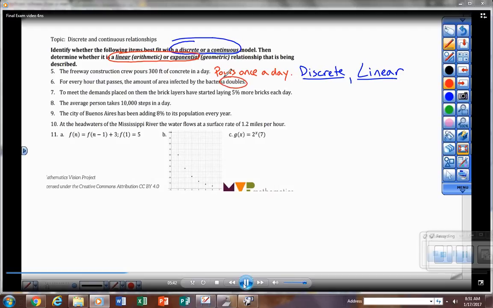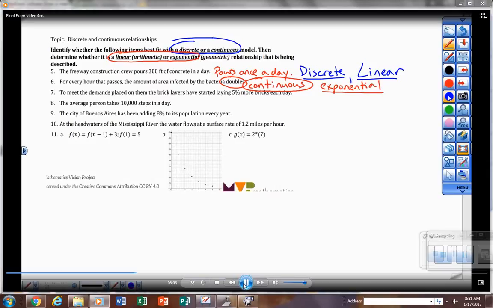This next problem here, bacteria doubling. Anything doubling, tripling, which means you're multiplying, makes it geometric, which is exponential. Because this bacteria is continuously changing over time, 24 hours a day it's changing, that's continuous. So this is continuous because it's changing constantly, and exponential because it deals with timesing.